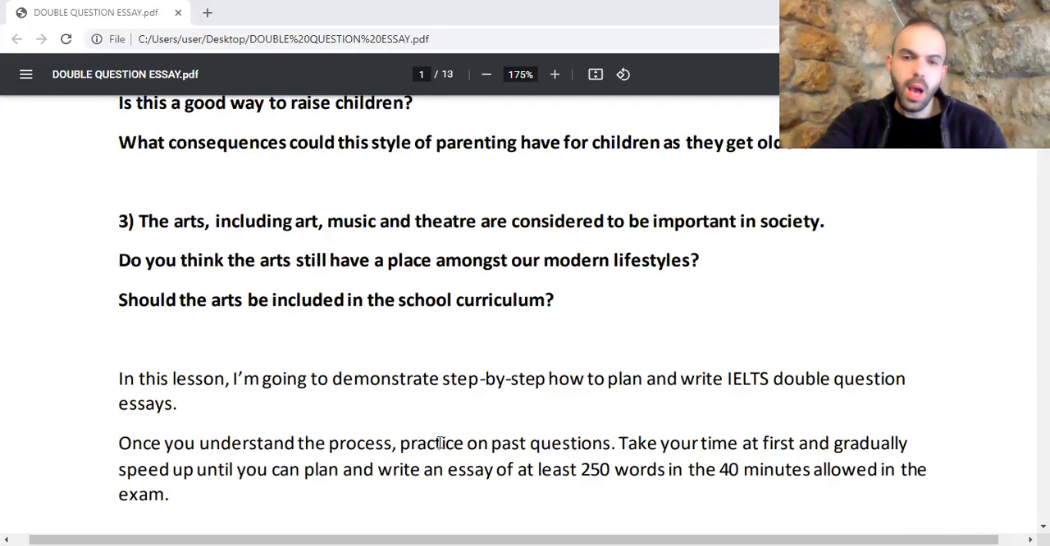In this lesson, I'm going to demonstrate step by step how to plan and write IELTS double question essays. Once you understand the process, practice on past questions. Take your time at first and gradually speed up until you can plan and write an essay of at least 250 words in the 40 minutes allowed in the exam.